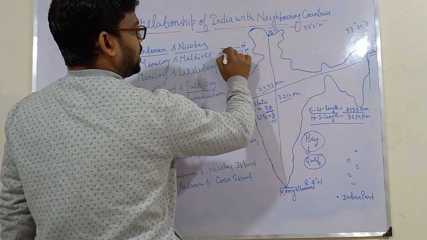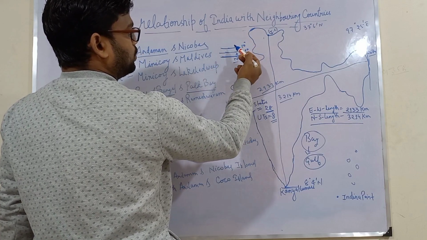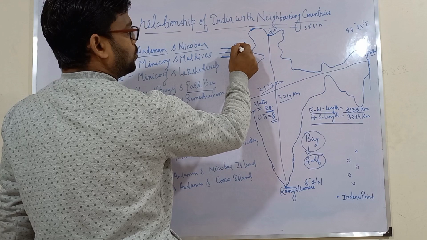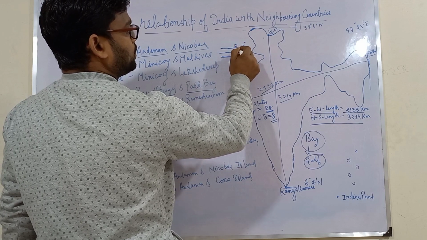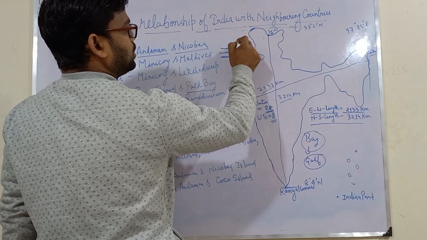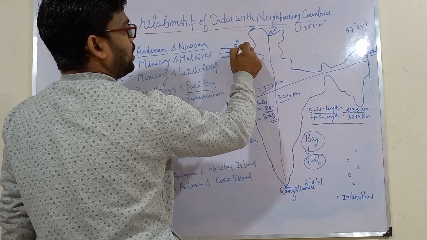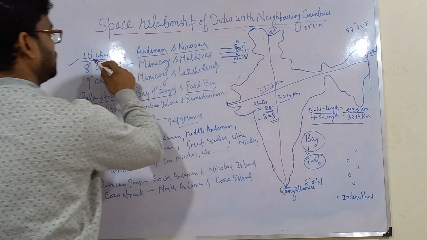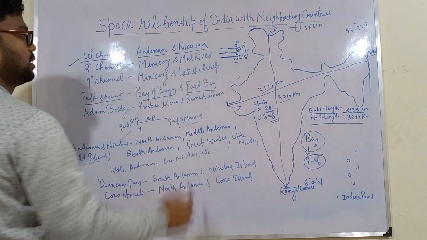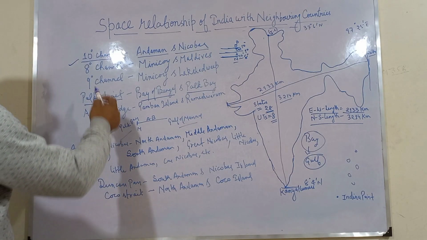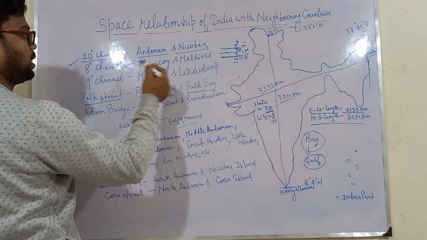So this latitudinal line would be separating two islands or two places. For example, here and here. So this would be Andaman, this would be Nicobar, and this is the 10-degree latitude or 10-degree channel separating these two islands, Andaman and Nicobar. So do remember this 10-degree channel separates Andaman with Nicobar.